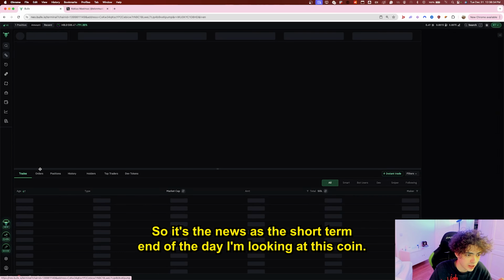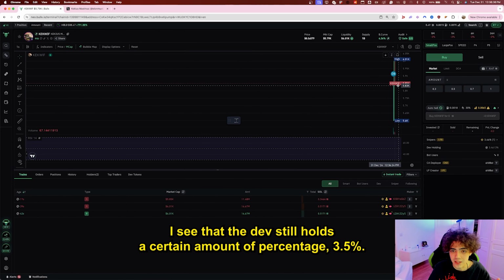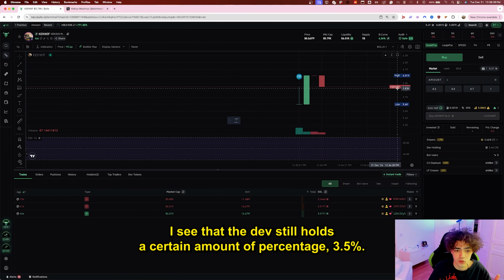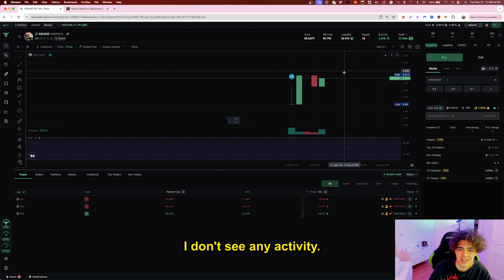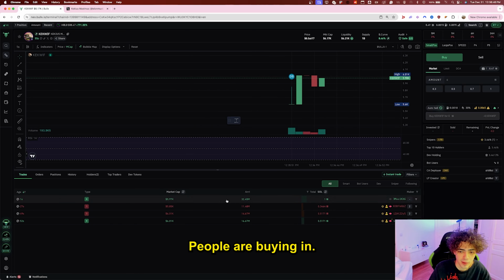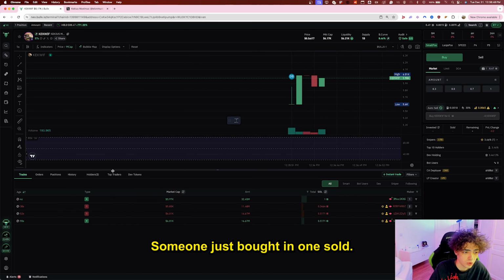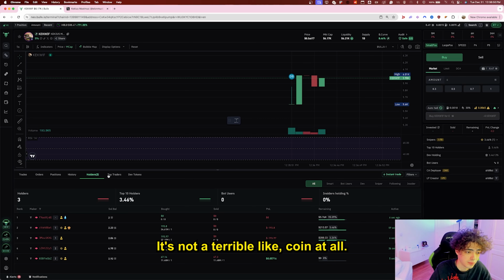I'm looking at this coin. I'm going to it. I see that the dev still holds a certain percentage, 3.5%. That's a bad sign. It's a meme coin. And there's no volume on it, right? I don't see any activity. People are buying in. Someone just bought in, one sold. It's not a terrible coin at all.